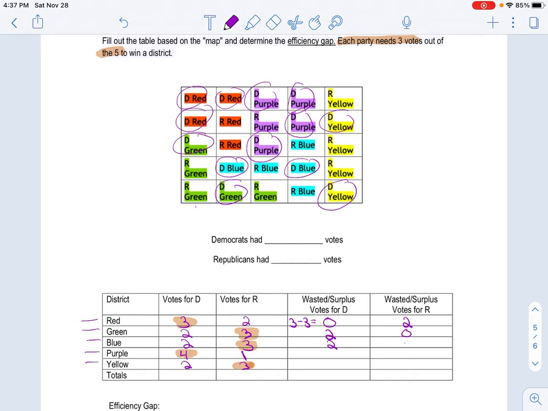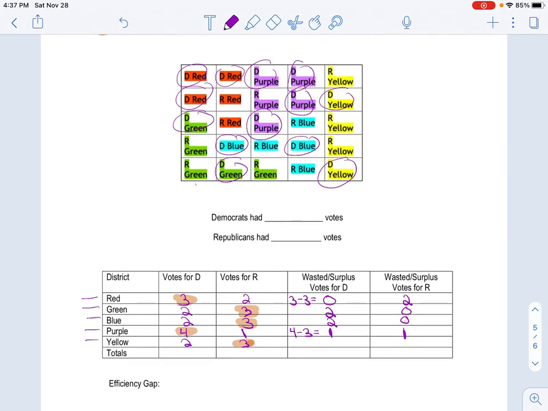And 3, so none were wasted for Republicans. Now for purple, we only needed 3 to win. So again, the formula is you take how many votes we had, take away how much we only need to win. So really 1 was wasted. And that 1 for Republicans was wasted because they didn't win. Yellow, all those votes were wasted for Democrats, but none were wasted for Republicans because they only needed the 3.